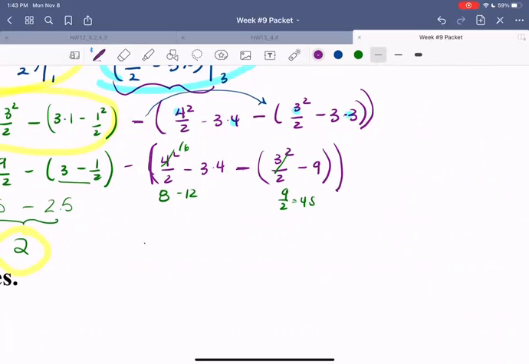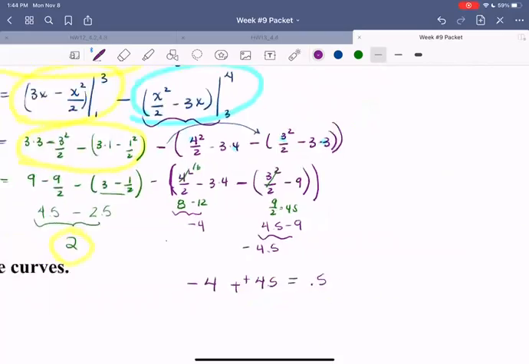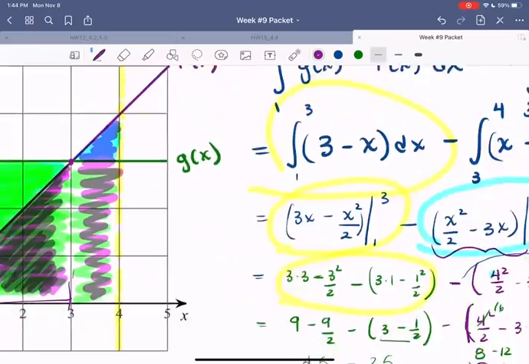So here 4 squared, 4 times 4 is 16. So 16 over 2 is 8. Minus 3 times 4 is 12. So I should still be getting negative 4 here. And then here I have 3 squared over 2, which is 9 over 2, which is again 4.5. And I'm going to subtract 9. So I should be getting negative 4.5 here. So if we look at that together, we get negative 4 minus negative 4.5. So the negatives cancel. So I should be getting 0.5, which is what it looks like from the picture here.